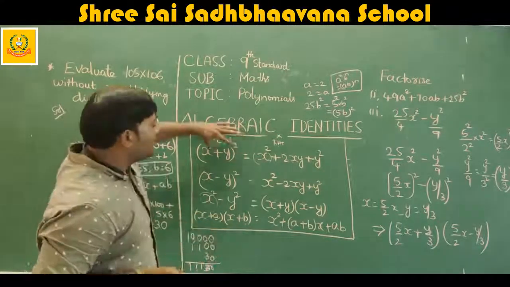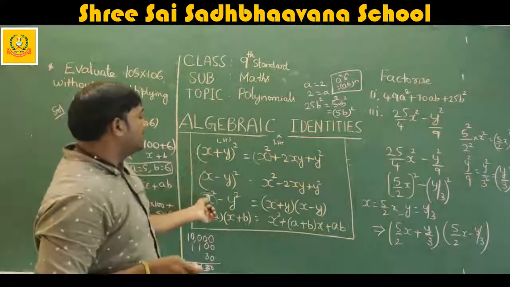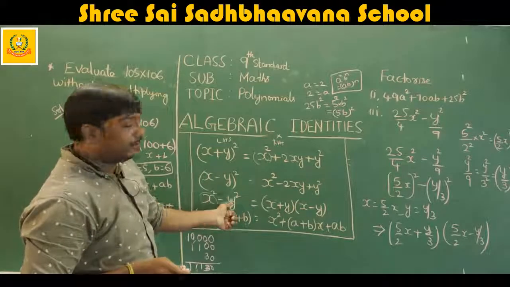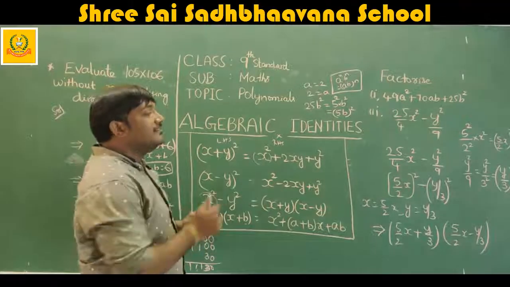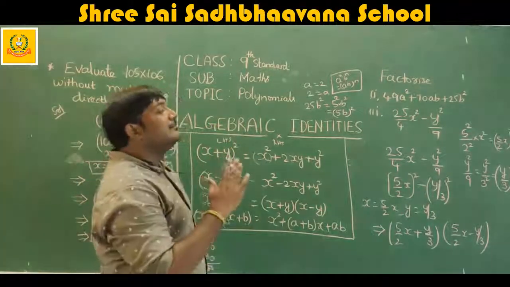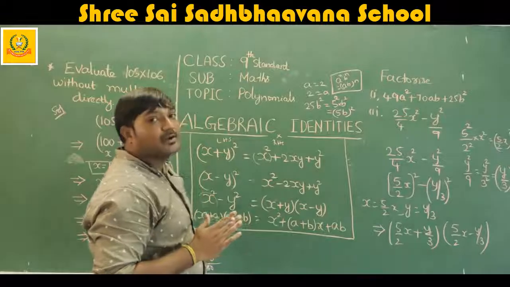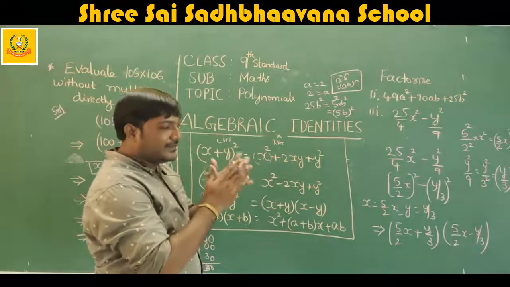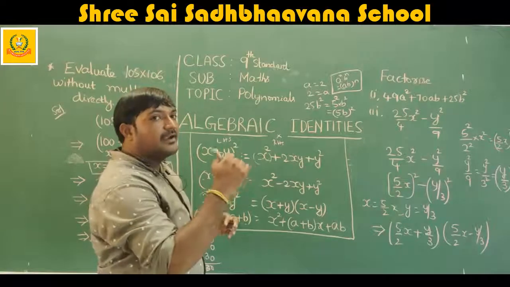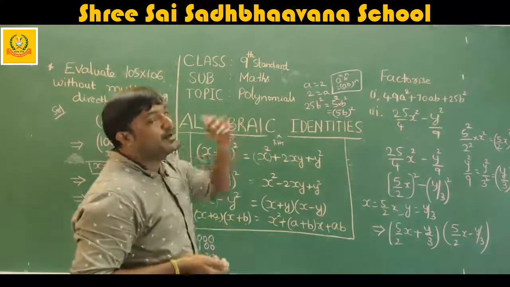You should get an idea of which identity can be used over there. When you compare that with these identities, it is matching with the third one, because x square, y square, they are also square. But what is missing is that it is 25 by 4x square, but we need one term whole square. One term should be there inside as a base and the exponent should be 2. That is how we have to convert.